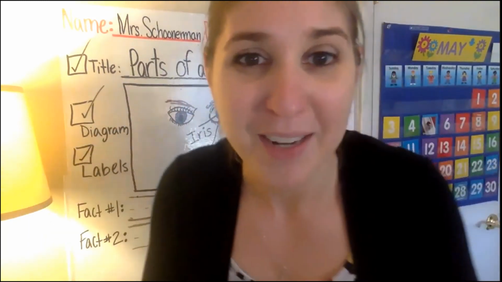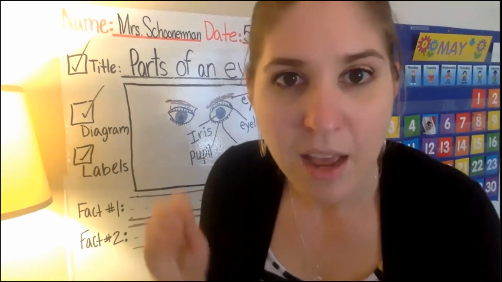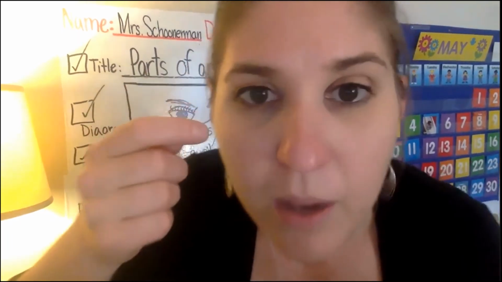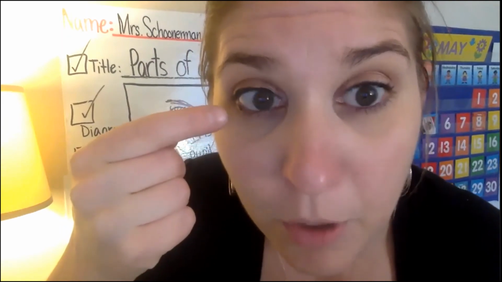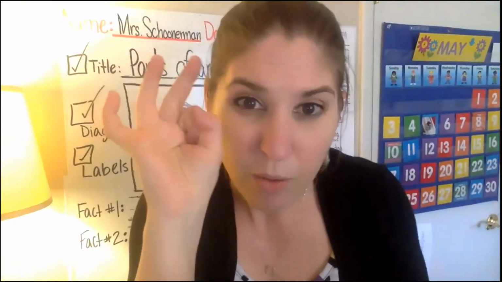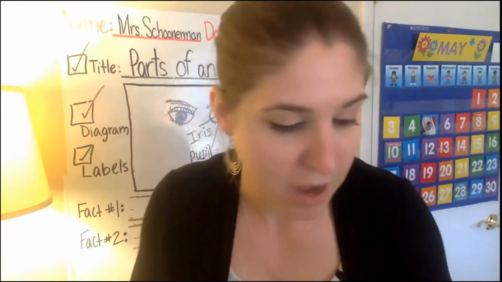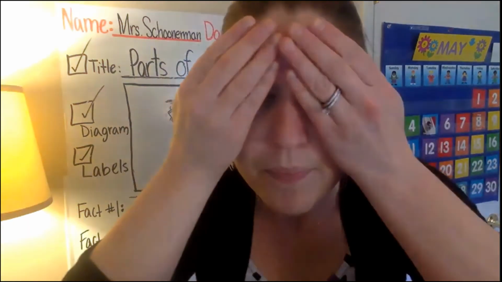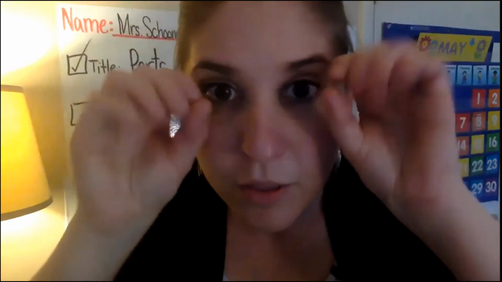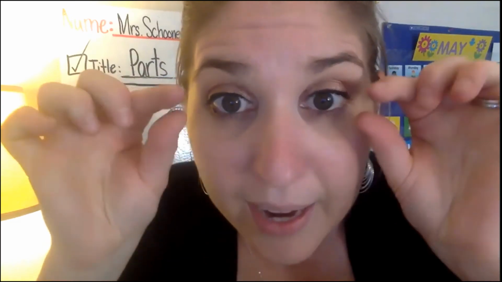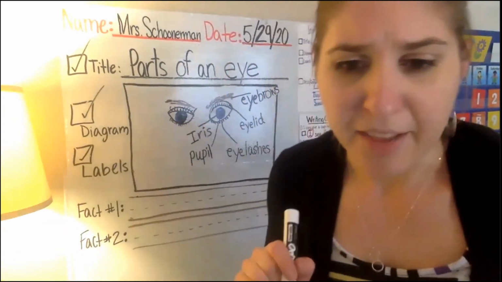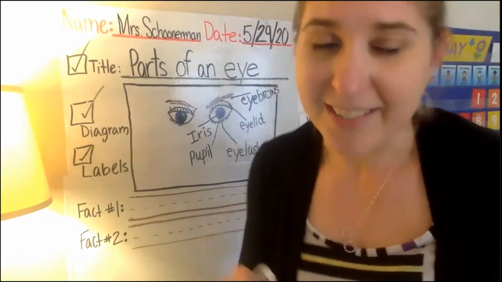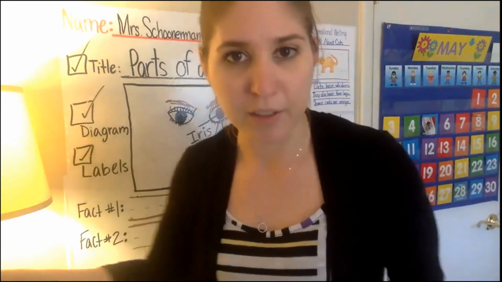One of my favorite facts about eyes is that when it's really sunny out or really bright, the black center, the pupil, gets really small. But then when it's dark, when you're in a dark room, the black spot in the middle of your eye is really wide. It's one of my favorite parts about the eyes. Let's write one fact together. The fact that we're gonna write is that eyes can be different colors.